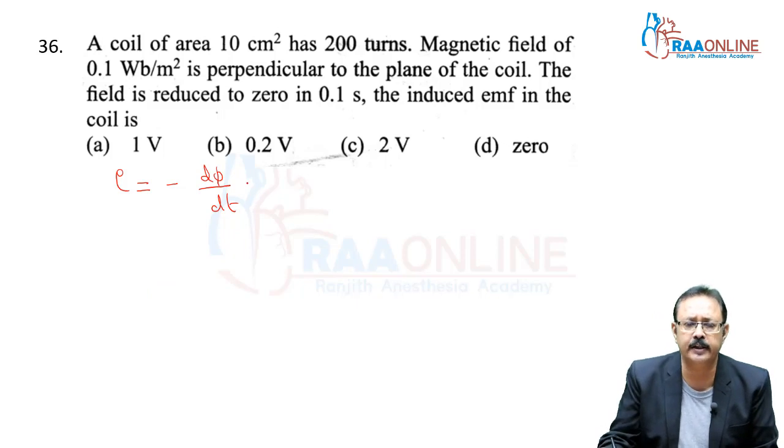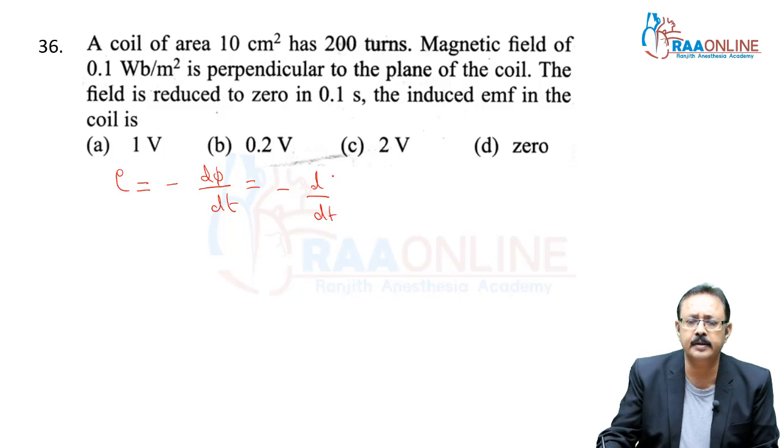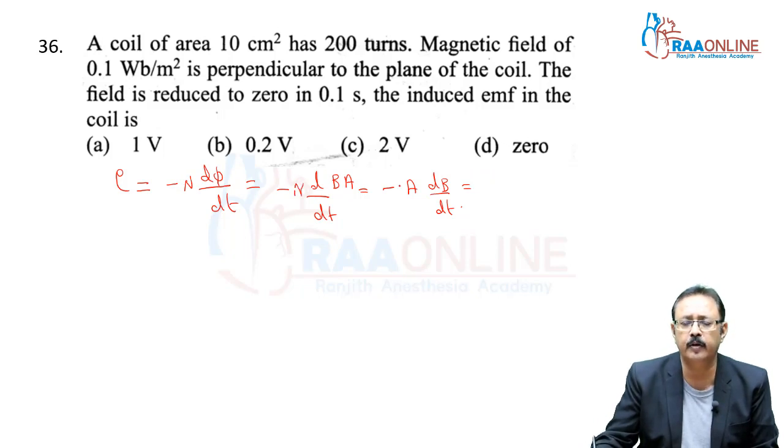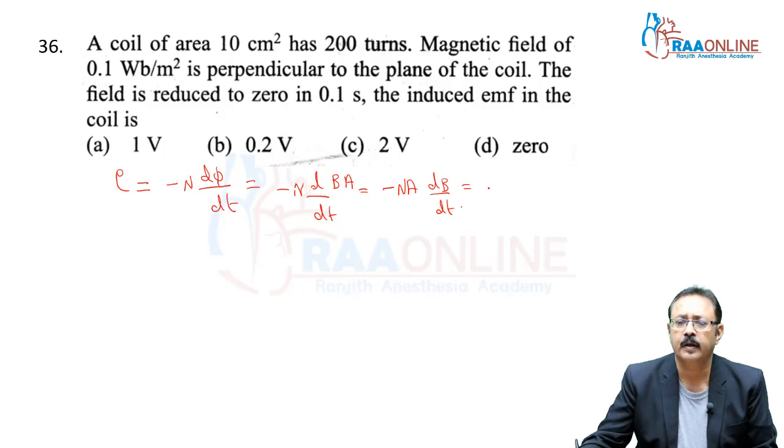So what is phi? Phi is B into A. In this, A is constant. So take A outside. So minus A into the magnetic field which is changing. If the number of turns is given, in each turn you will get this EMF. So it will be N times now. So minus NA. Final magnetic field is 0. Change in magnetic field dB means, initially it was 0.1.